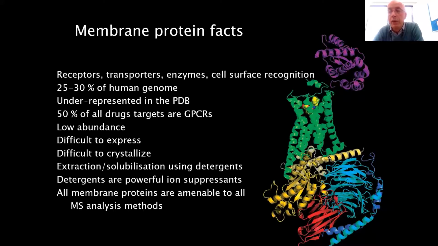The normal way of working with membrane proteins is to solubilize them with detergents. There are other ways of solubilizing membrane proteins. And here is the problem. Detergents in general are not compatible with mass spectrometry. They're very powerful ion suppressants. A lot of mass spec labs will not let you put sample with detergent anywhere near the mass spec. However, and this is the purpose of the talk today, all membrane proteins are amenable to all mass spectrometry analysis methods, and we'll discuss that as we go through.